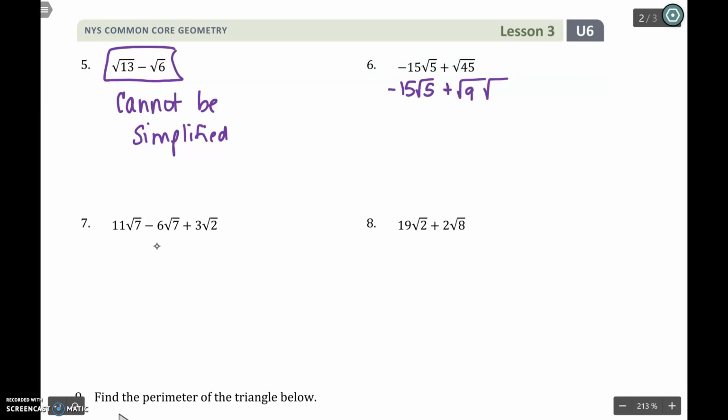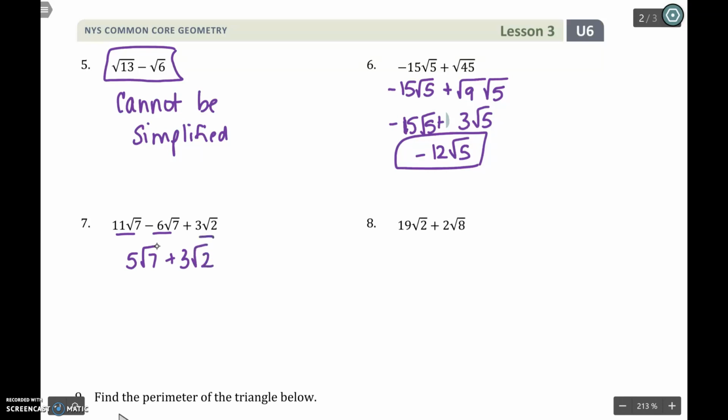The largest perfect square that goes into 45 is 9, and it goes in 5 times. The square root of 9 is 3. And if I bring everything else down, then I can add. So negative 15 plus 3 becomes negative 12, and then keep the radical 5. Same thing here, we have 2 with a radical 7, 11 minus 6 is 5 radical 7, and then the 3 radical 2, it does not have a like term, so it can't be added, and we cannot simplify it any further than that.